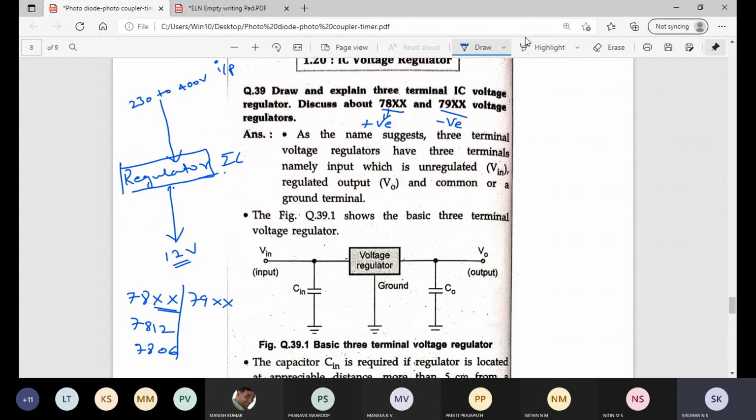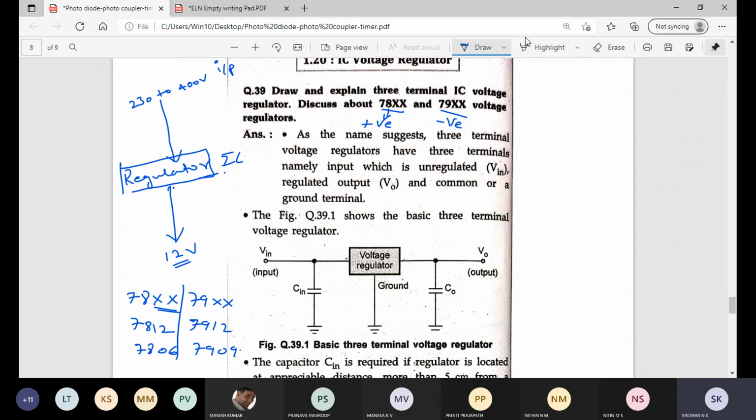Okay, next if it is 79XX, what does this mean? So 79 is negative output. So if I say 7912, what does this mean? Negative 12 volts output. And if it is 7909, what does this mean? Negative 9 volts output. So generally if you see the IC, it has 3 terminals.